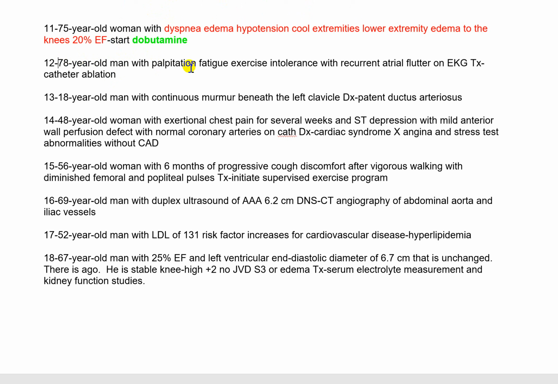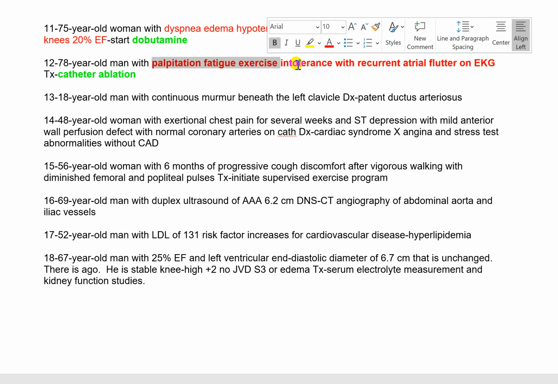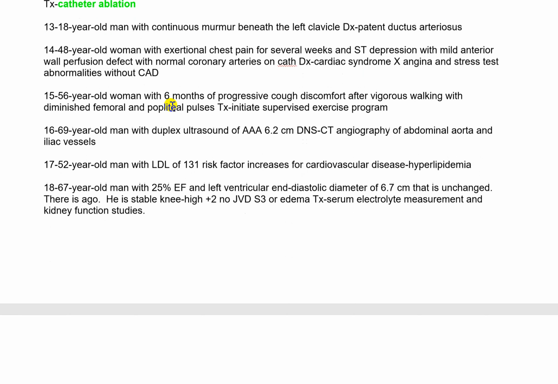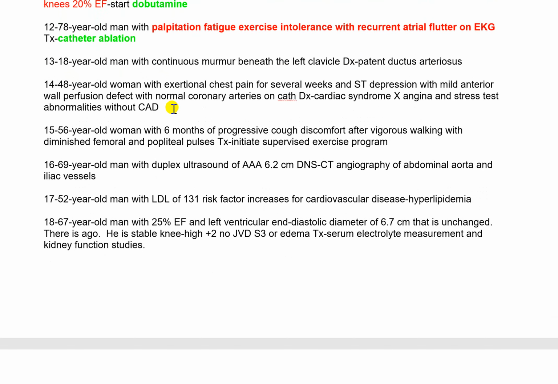When you have a 78-year-old with palpitation, fatigue, exercise intolerance, and recurrent atrial flutter on EKG, how do you want to manage that patient? Oh, so flutter is an ablation? Yeah, exactly. That's correct.